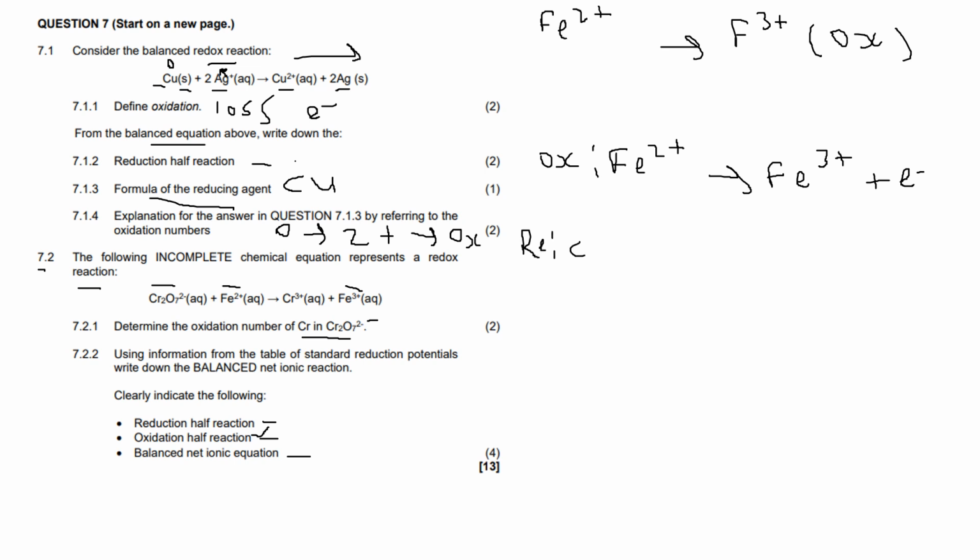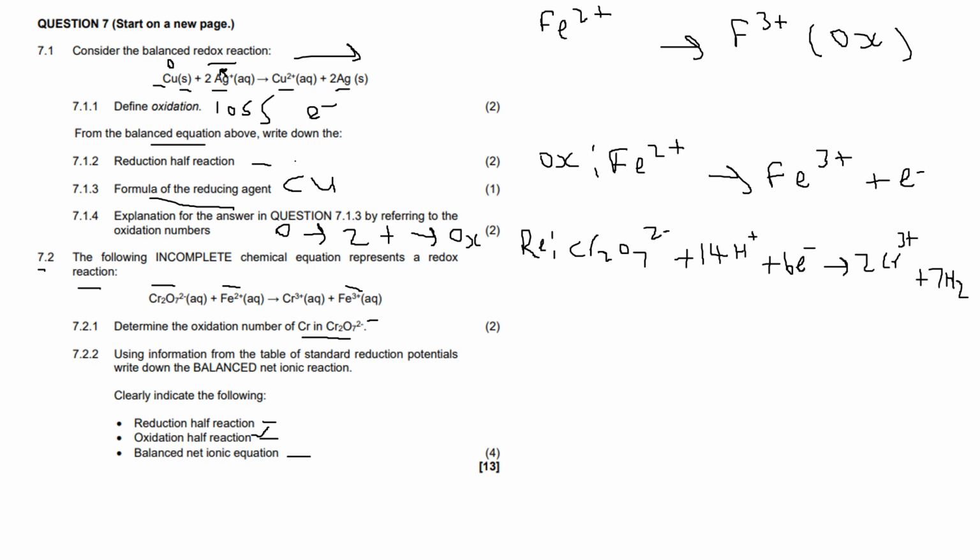So it will be Cr2O7 2- as a charge, plus 14H+, plus 6e-, and then that whole thing on the right is forming 2Cr3+, plus 7H2O. So that's the reduction half reaction.